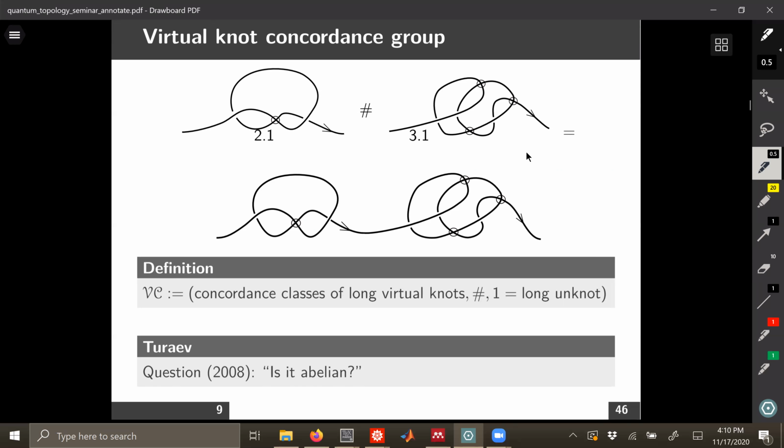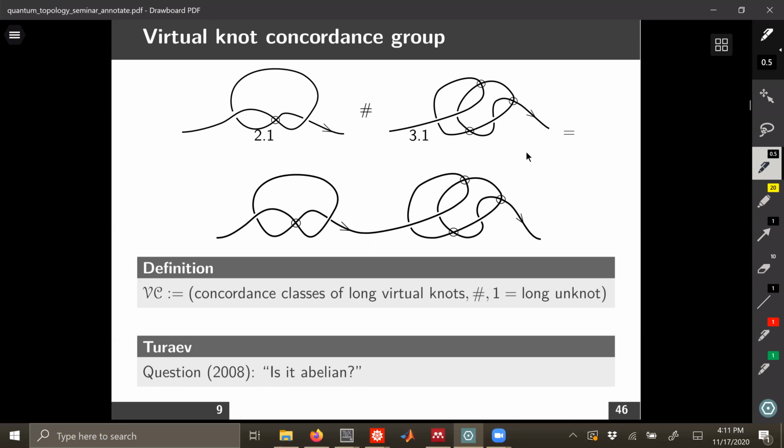Now, to get a group structure for virtual concordance, you have to look at the case of long virtual knots. So here I've drawn two long virtual knot diagrams, 2.1 and 3.1. Definition should be clear. What I mean by a long virtual knot is that you're just tying a little knot in the real line, and you allow both classical and virtual crossings. And the group operation is just concatenation.